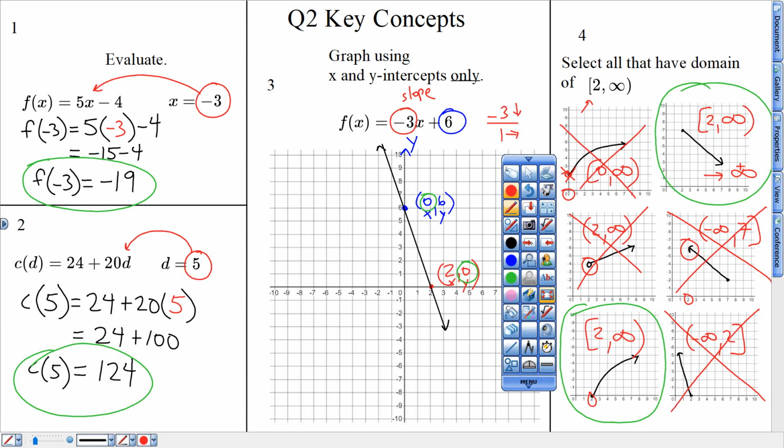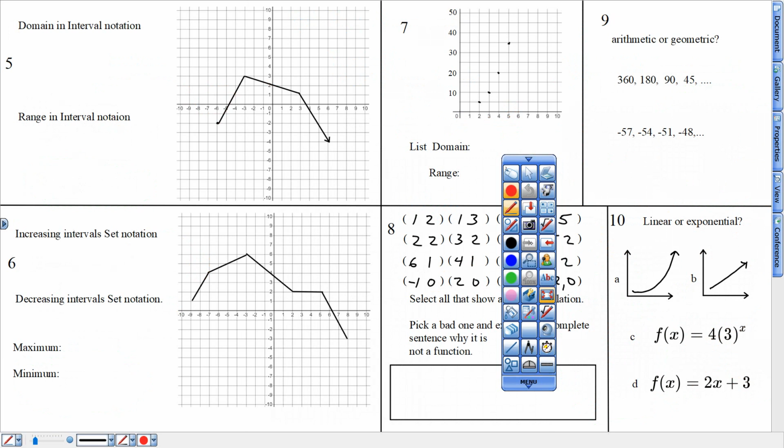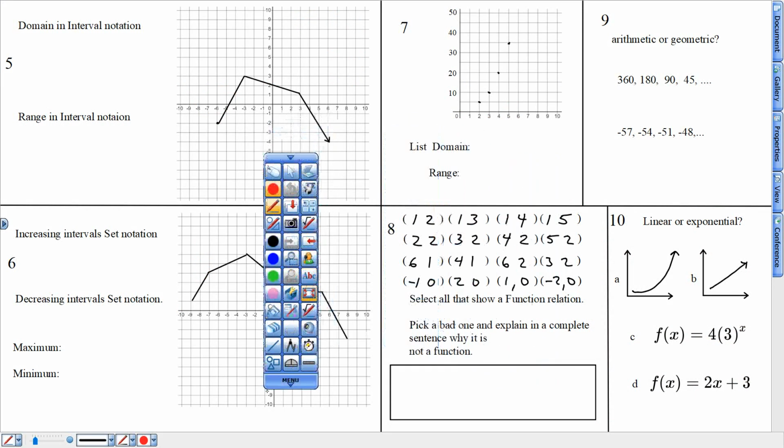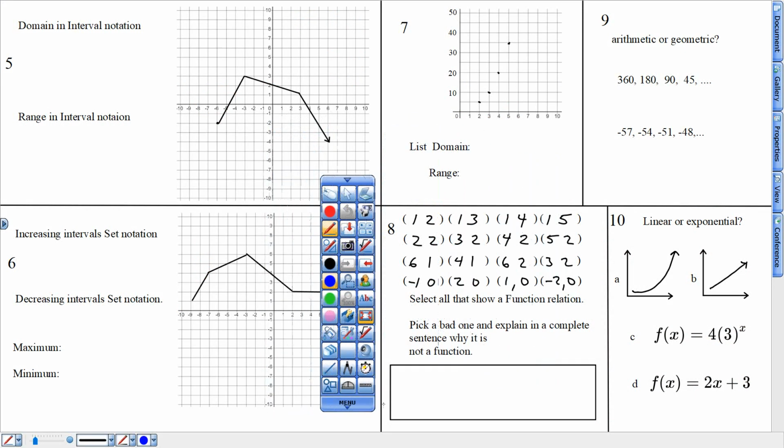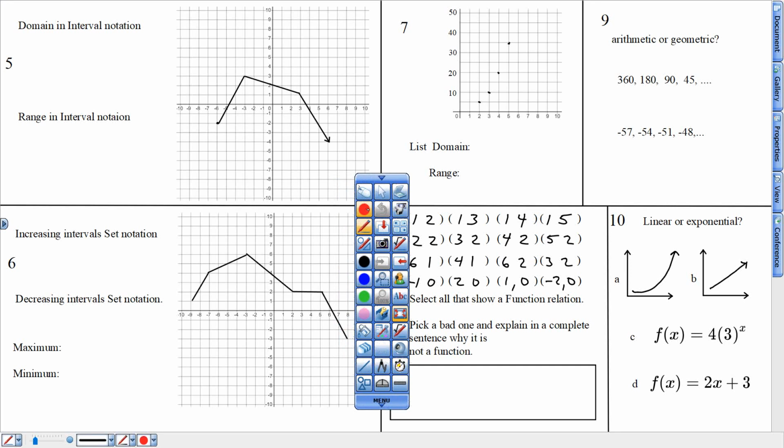All right, moving on. Next word is black. All right, for these, domain is measured left to right using the X numbers. And then interval notation, that's if it's square or rounded.